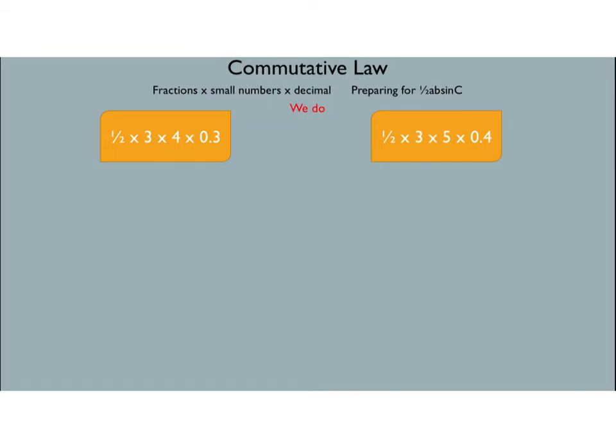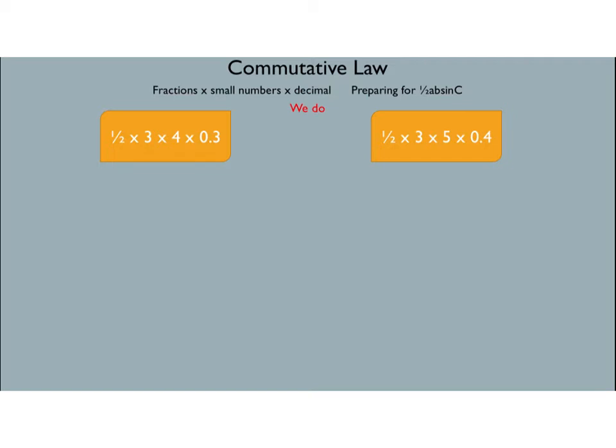Right, what we're trying to do here is build you up towards doing a half AB sinC without a calculator. Okay, so that's what we're trying to do. A half AB sinC is the formula that you will learn at National 5 for finding the area of a triangle. Okay, so what do we have here?